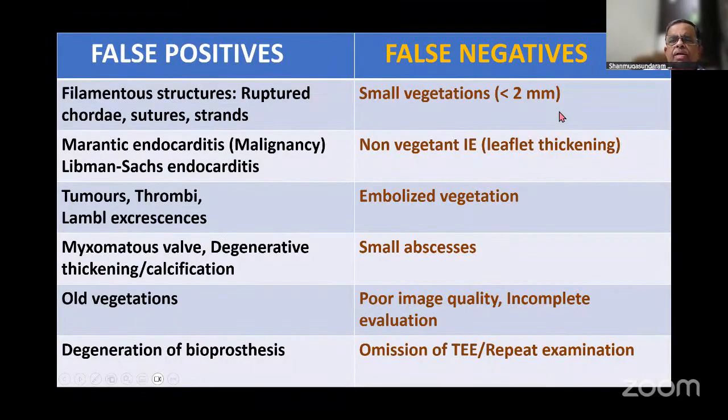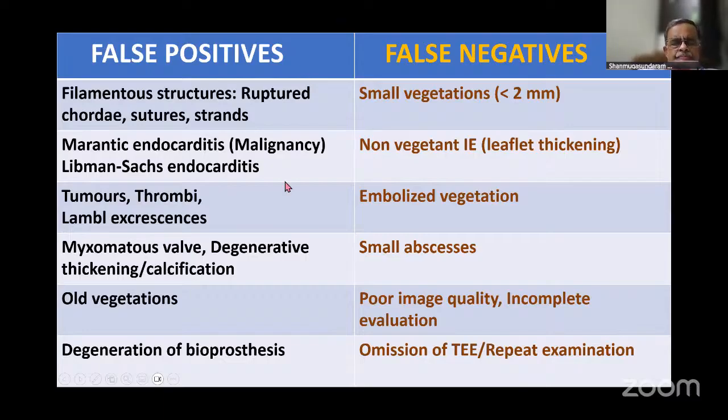You tend to get negative studies in a patient with suspected infective endocarditis if the vegetation is small. If it is a non-vegetant infective endocarditis, in the early phase, it may show some subtle leaflet thickening only. If the vegetation has embolized already, if the abscess is small, if the image quality is poor, you are likely to miss it in spite of it being infective endocarditis.